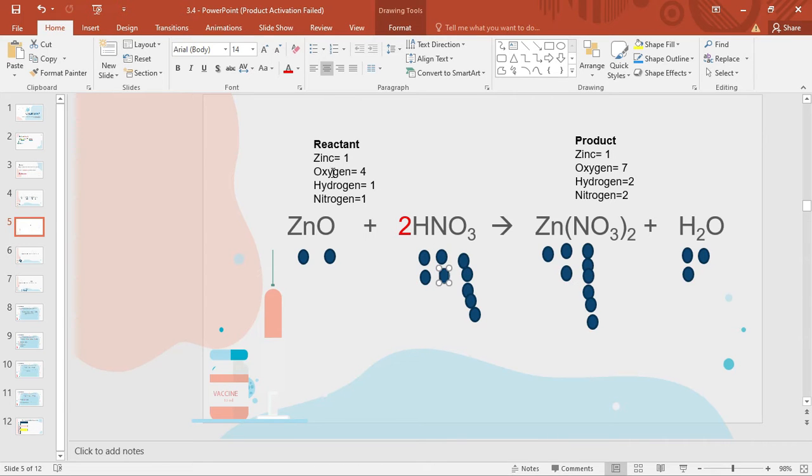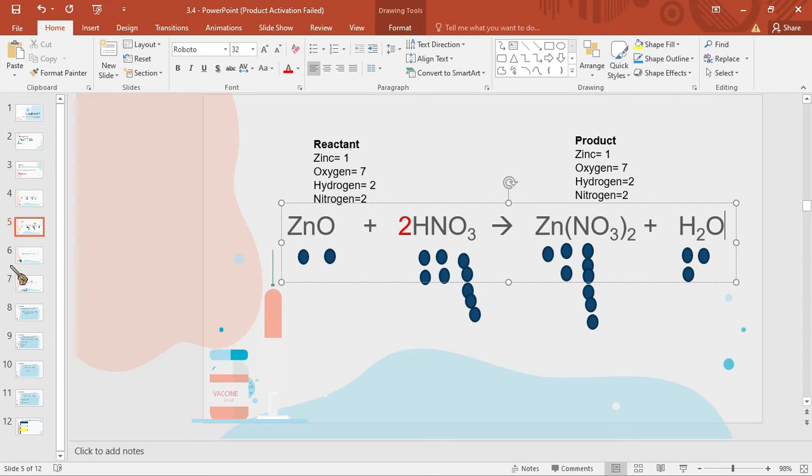Now we see here back. Zinc still 1. Oxygen 7. Hydrogen 2. Nitrogen also 2. Then we compare at the right side. It's the same, right? It's balanced.